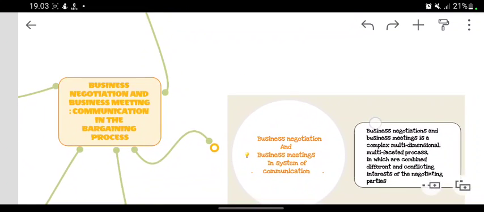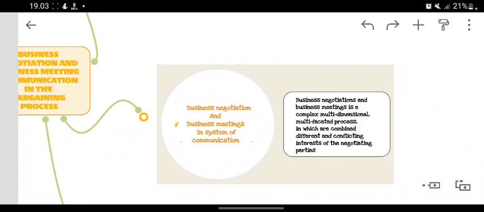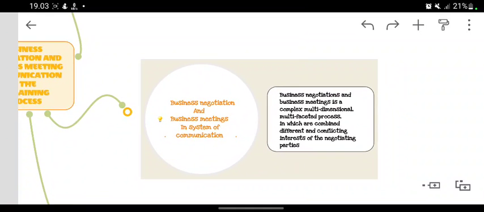Next is business negotiations and business meetings in system of communications. Business negotiations and business meetings are a complex, multidimensional, multi-phased process in which different and conflicting interests of the negotiation parties are combined. It means that negotiators have to know how to find a compromise option which best could meet their goals and interests.